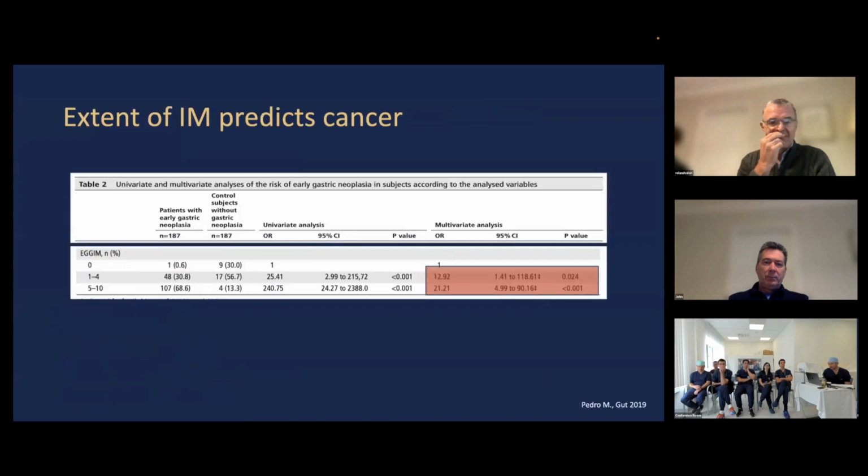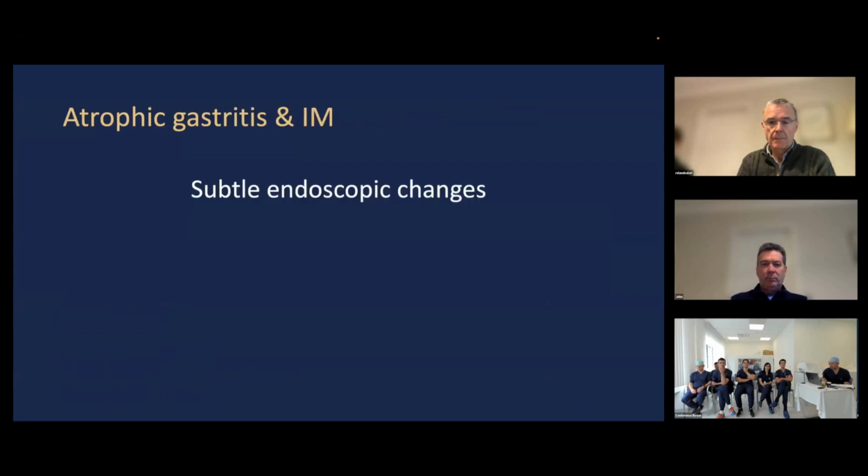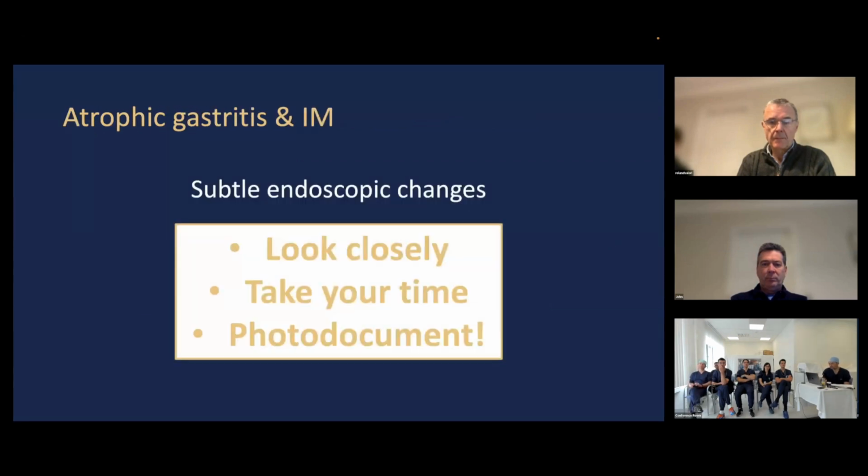And what's the relevance of that? The relevance is that it predicts the rate of developing early gastric cancer. So if you have an EGM of 0, your odds ratio is 1, and that was the reference. If you have 1 to 4, your odds ratio is 12-ish. And if you have 5 to 10, your odds ratio is 21 of getting early gastric cancer if you have these degrees of intestinal metaplasia.